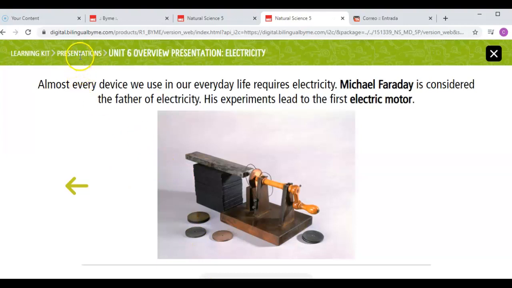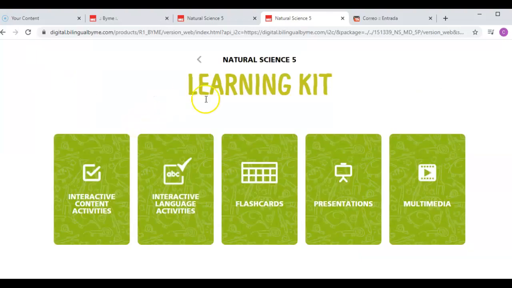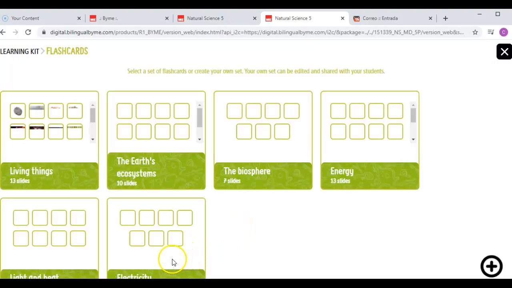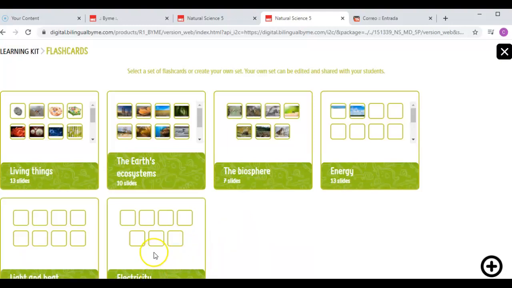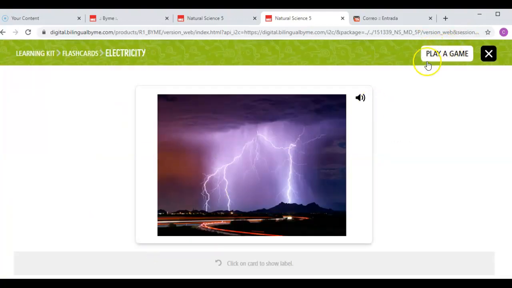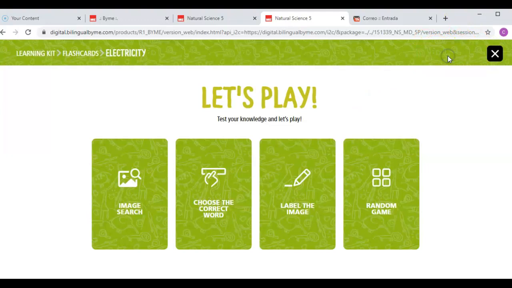Okay, so now that we've seen the presentation, you can go back to the learning kit and the flashcards. It's very interesting to see the vocabulary of the unit that you can find here, 7 slides. And which is even more interesting is this part in here, play a game. Because in play a game, you've got image search, choose the correct word, label the image, and random game, which I suggest you have a look at and practice with.